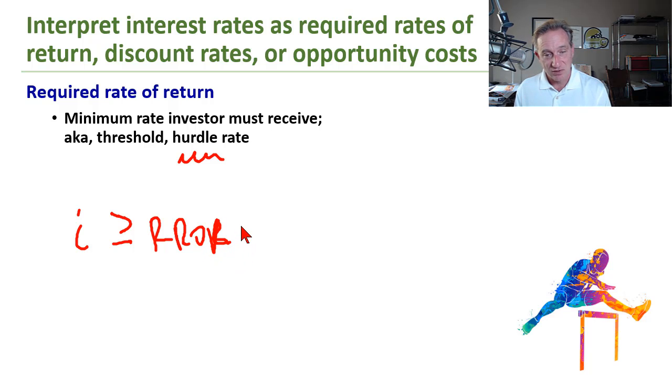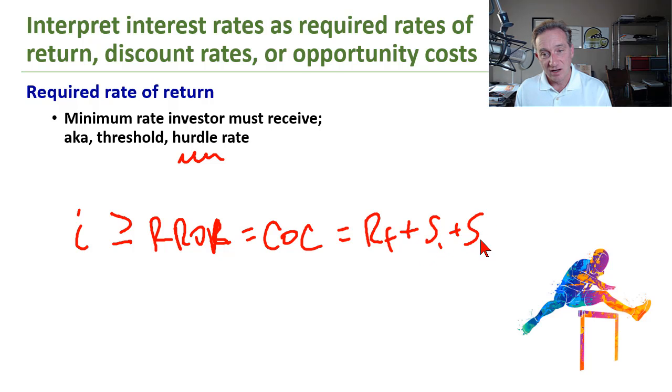You have different ways to establish that. Maybe that's your cost of capital. And so maybe that's a function of the risk-free rate plus a number of premiums that you add as compensation for the risk that you're going to assume. So that's the first of the 3. The interest rate could simply be a required rate of return from the investor's perspective.